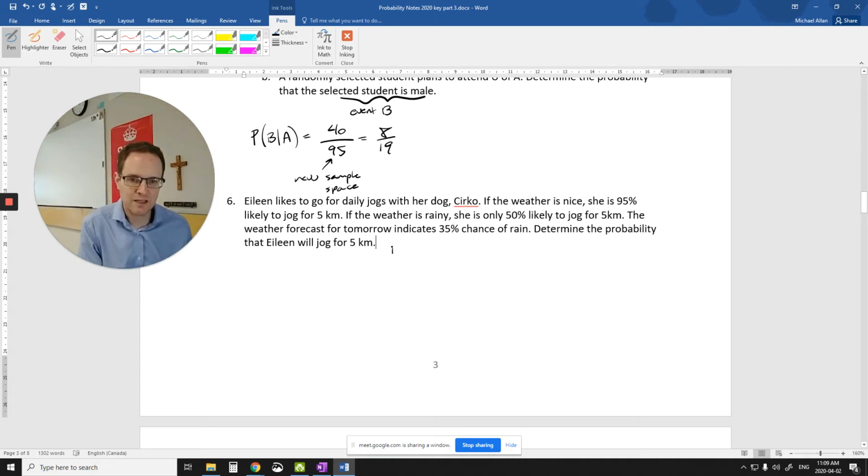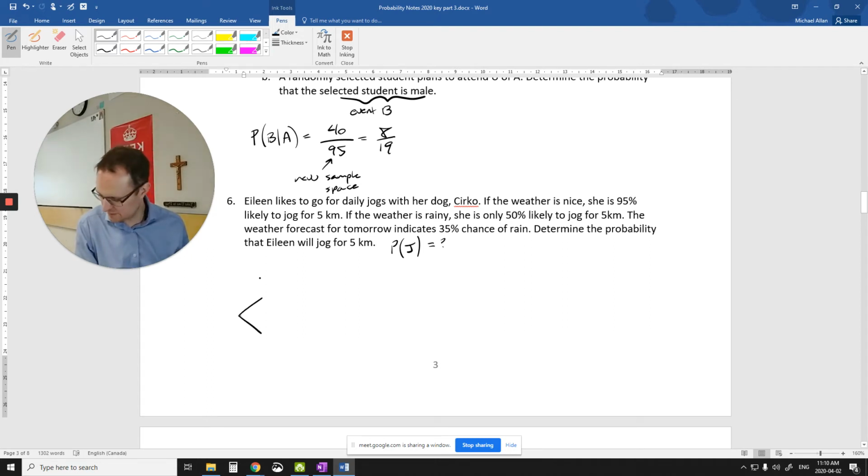So I want to know the probability here. This is what we're looking for. Probability of going for a jog. In this case, just the probability of going for a jog. All right, that's all I want to know. So to figure this out, I'm going to just draw a tree.